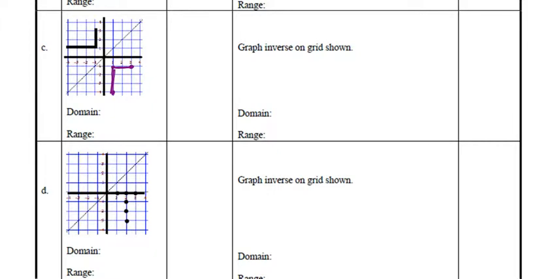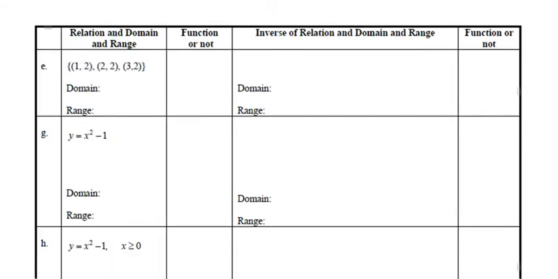Okay, and then this is just points, so its inverse will also be points. Is this a function? No. Will its inverse be a function? Maybe, we don't know. It's hard to tell, because we don't have it all done yet. Set of ordered pairs. That's kind of easy. Not a function.